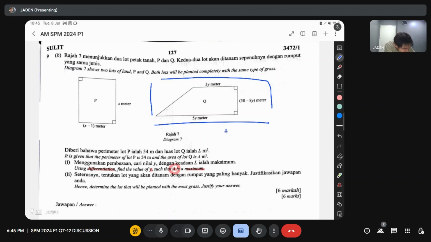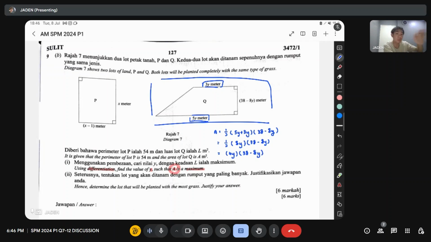1/2 times (a plus b), which is the bottom length and the top length. So this is 5y plus 3y. And then you want to multiply with the height of the trapezium, which is 38 minus 8y. Okay, now let's calculate this. We have 8y here, and then we're going to multiply with 38 minus 8y. So 1/2 times 8y, you got 4y, times bracket 38 minus 8y.